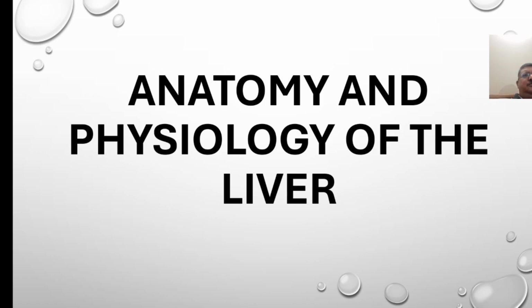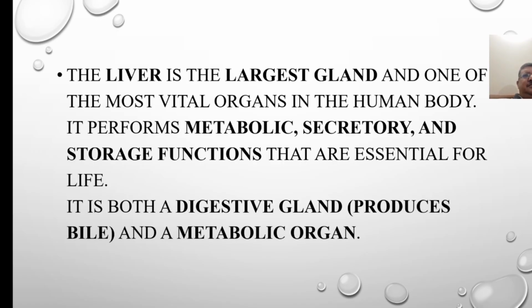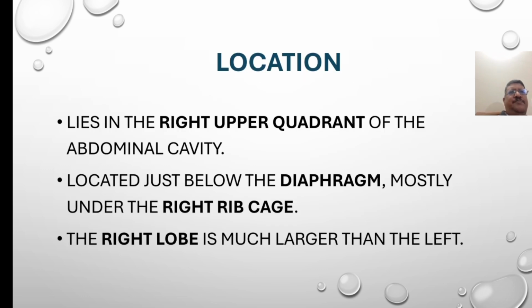Anatomy and physiology of the liver. The liver is the largest gland and one of the most vital organs in the human body. It performs metabolic, secretory, and storage functions that are essential for life. It is both a digestive gland, producing bile, and a metabolic organ.